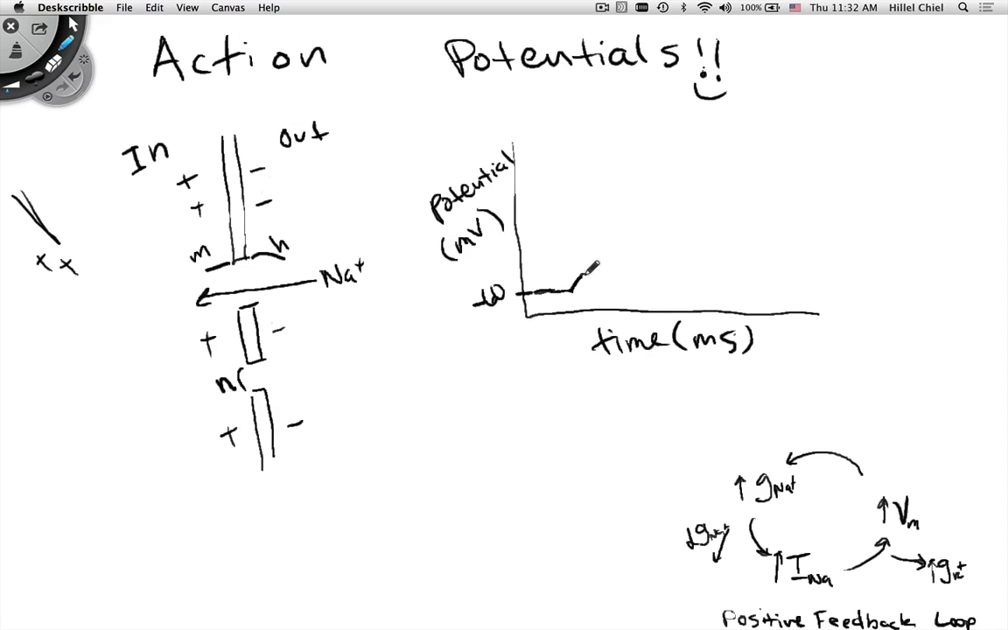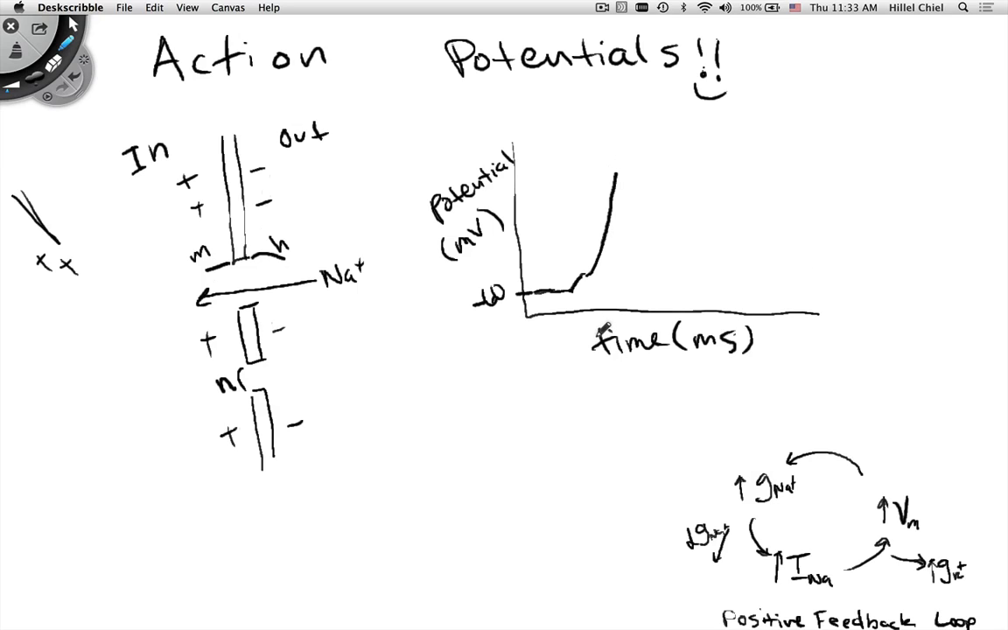And this is very fast because of the positive feedback loop, and you rise quickly to the peak of the action potential. Maybe you want to clean that up a little bit? I can clean that up. It's hard to draw on tablets, people. That's great. Good. Okay.